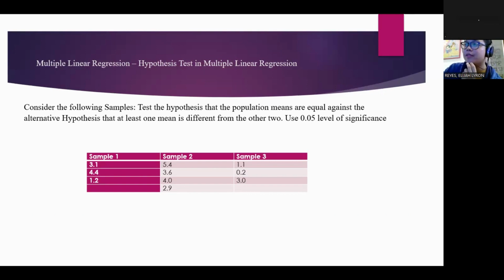So here we have 3 samples, sample 1, sample 2, and sample 3. Sample 1 has 3 values, sample 2 has 4, and sample 3 has 3. So for sample 1, we have 3.1, 4.4, 1.2. For sample 2, we have 5.4, 3.6, 4.0, and 2.9. Lastly, sample 3 has 1.1, 0.2, and 3.0.